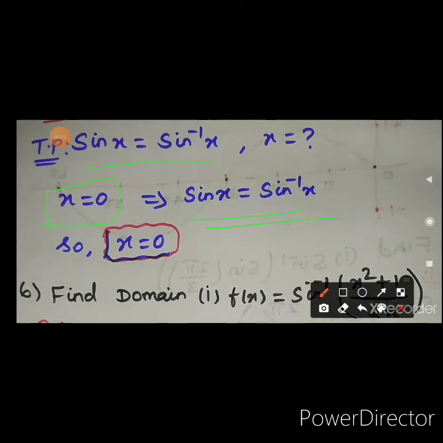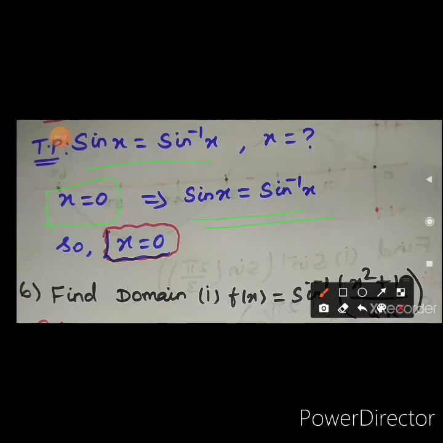And on the positive side, (x square plus 1) by 2x less than or equal to 1. So here x equal to minus 1: (minus 1 the whole square plus 1) by 2 into minus 1 less than or equal to 1. Minus 1 whole square is positive 1, plus 1 as it is, by 2 into minus 1 is minus 2. 2 by minus 2 is equal to minus 1. So minus 1 less than or equal to 1. So x equal to minus 1 is in the domain.